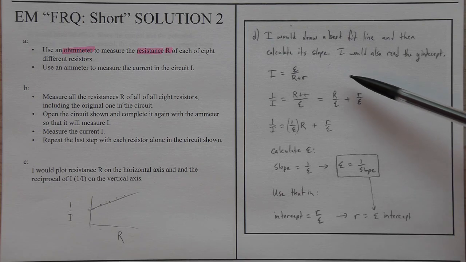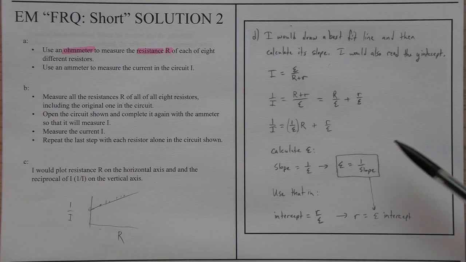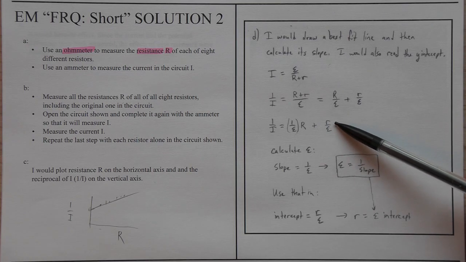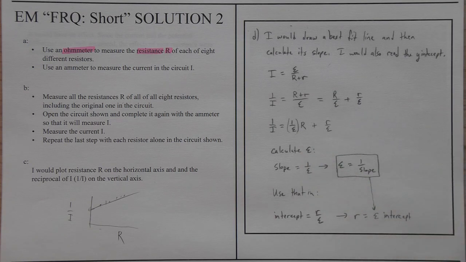And then I already went through how I get to here. Now notice, in order to calculate the internal resistance, I need the EMF. I never measured EMF, so I have to first determine it from the graph. So the first thing I have to do is calculate EMF from the slope. Slope is 1 over EMF, so EMF is 1 over the slope. So now I have this, and I could take the intercept and plug it in.